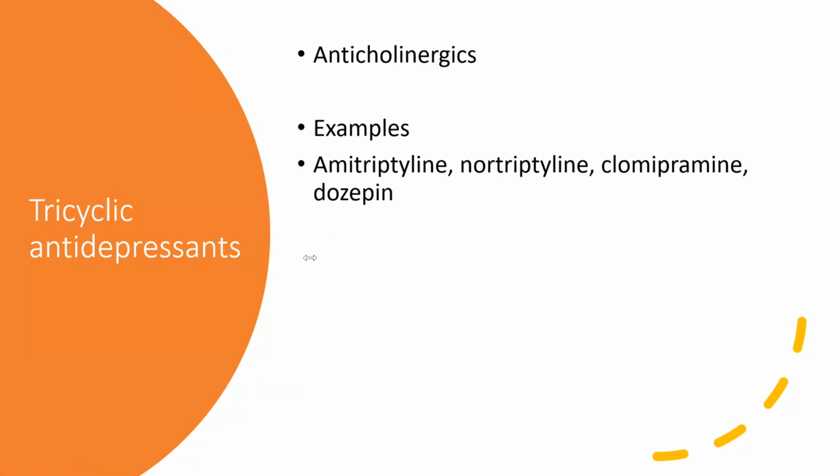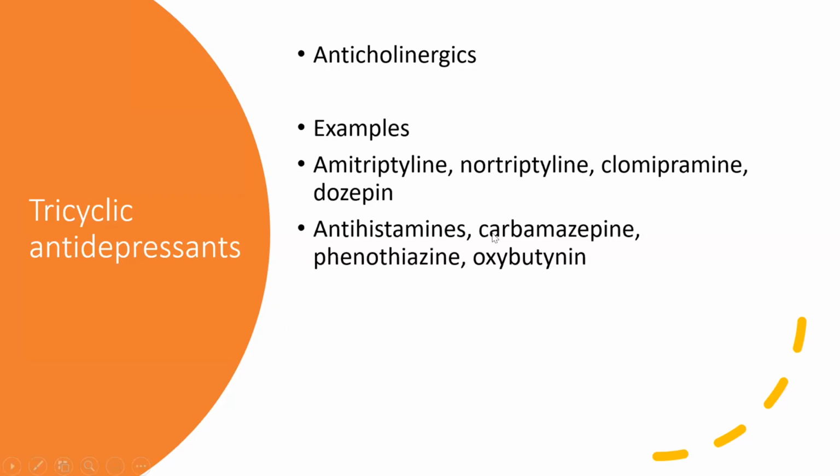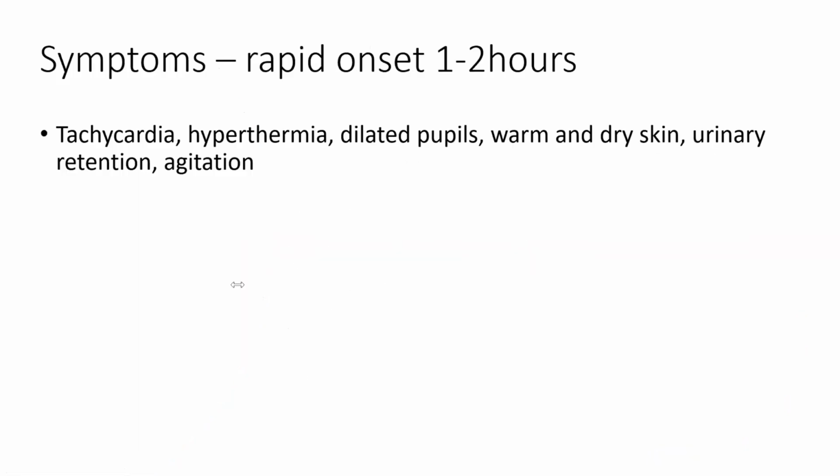There are also some other anticholinergics that would have the same effect if you overdose on them. So I've put them here: antihistamines, carbamazepine, phenothiazines, and oxybutynin. They're a strange group of drugs, but if you think of anticholinergics and how they work, it helps to make sense of the symptoms that people would get if they did overdose on them.